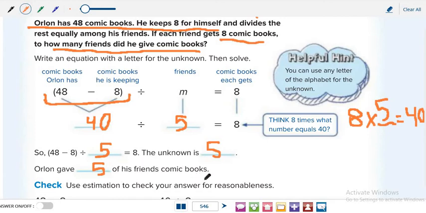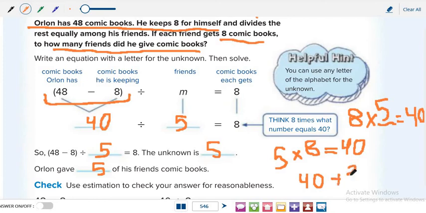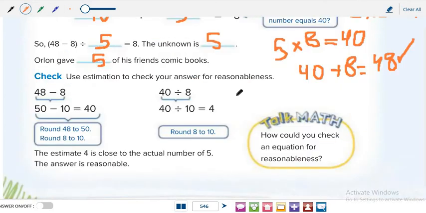Now to check again, we can use different ways. You can use your own way to check your answer. Like we can do the opposite. Now we know that he has 5 friends. If he gives each friend 8 books, let's check. 5 times 8 equals 40. So 40 books for his friends, and he kept 8 for himself. So to know how many books he has in all, we need to add 40 plus 8 equals 48. So our answer is correct, because actually he has 48 comic books in all. You can use estimation to check your answer for reasonableness, but it will not work every time, so we will not talk about it in this example.